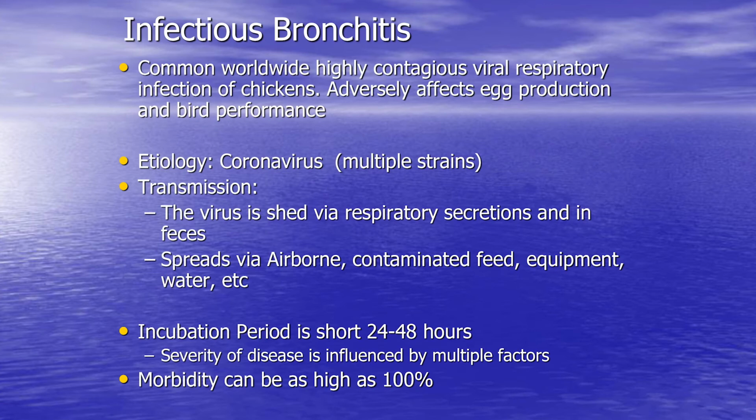Another viral disease, infectious bronchitis. Very common, and it's worldwide. Highly contagious. It too is a respiratory disease. It adversely affects egg production and affects bird performance. It's caused by a coronavirus, and there are multiple strains of this virus that cause the problem. Transmission: the virus is shed readily in the respiratory secretions and in the feces. The virus can be spread by airborne, contaminated feed, equipment, and contaminated water.